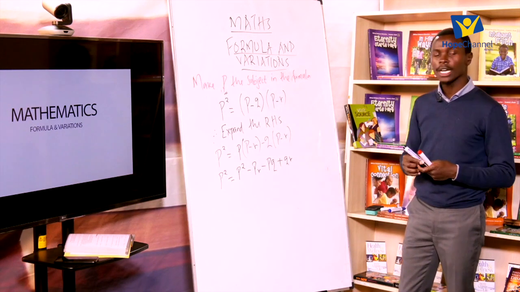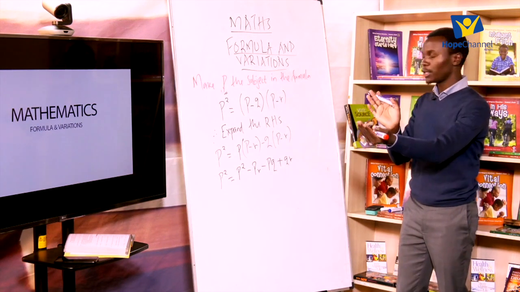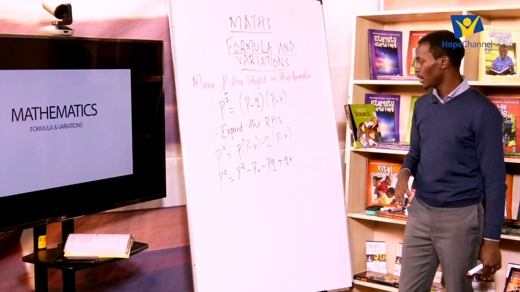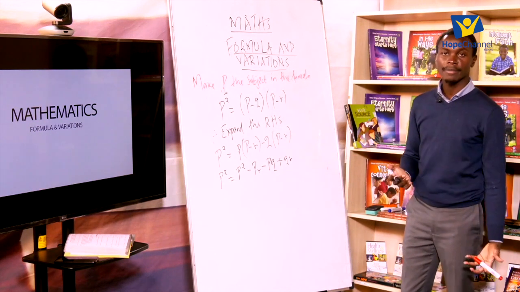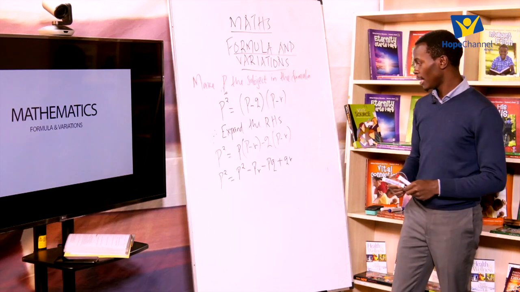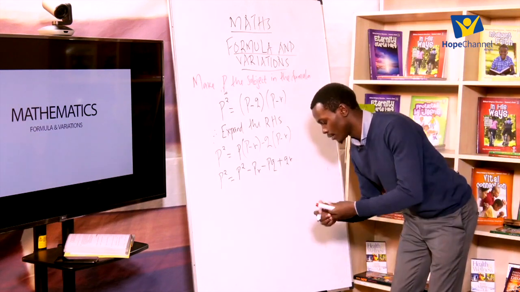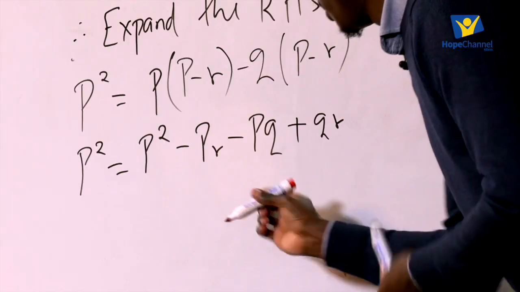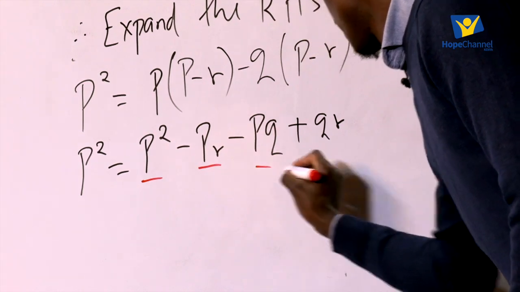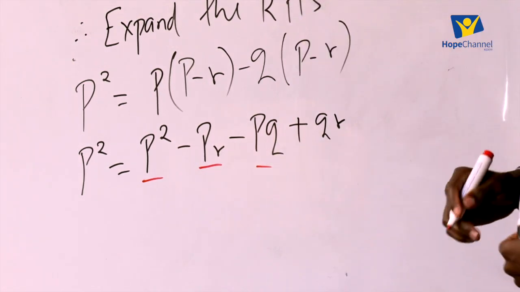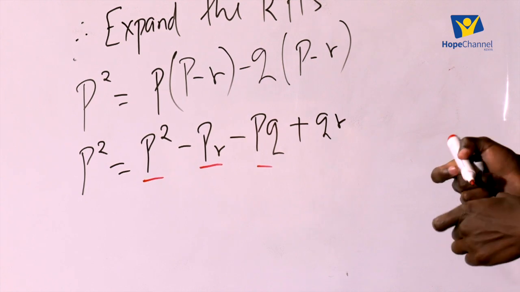Remember, the question is about making P the subject in that formula. That requires us to take all the P's to one side, as we remain with the rest of the terms that do not have P on the other side. And that means all this one here, all the P squared, the PR, and the negative PQ, all of them to be taken to the left hand side.